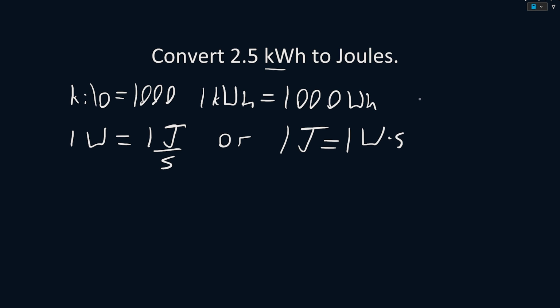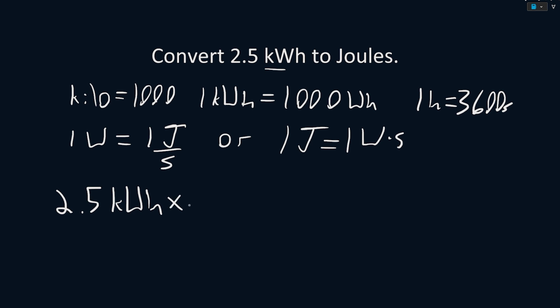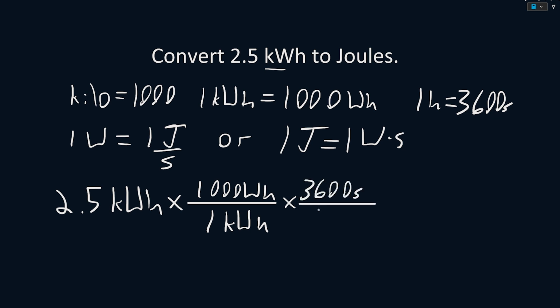And finally, we need to know the conversion between hours and seconds, which is that 1 hour is equivalent to 3,600 seconds. Now to convert 2.5 kilowatt hours into joules, we need to first convert the kilowatt hours into watt hours by multiplying through our conversion factor of 1,000 watt hours is equivalent to 1 kilowatt hour. Now we can convert from hours to seconds by multiplying through our conversion factor of 3,600 seconds for every hour. Now that we are in watt seconds, we can multiply by our conversion factor of 1 joule is equivalent to 1 watt second in order to get our final conversion into joules.